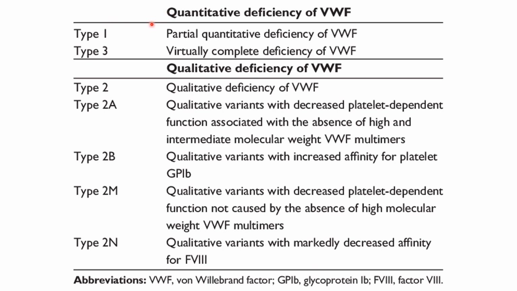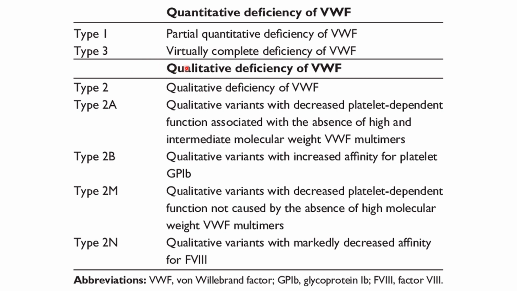These can be broken down into many subtypes, but the easiest way, I think, is to think about it as a quantitative deficiency of von Willebrand factor. So partial quantitative deficiency is type 1, and then type 3 is virtually complete deficiency. In terms of gene mutations, type 1 could be inheriting one copy of the defective gene, and then type 3 would be inheriting 2 copies of the defective gene.